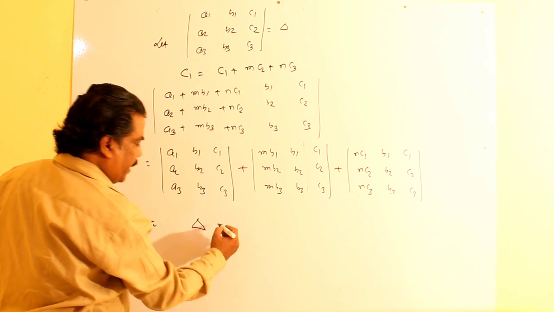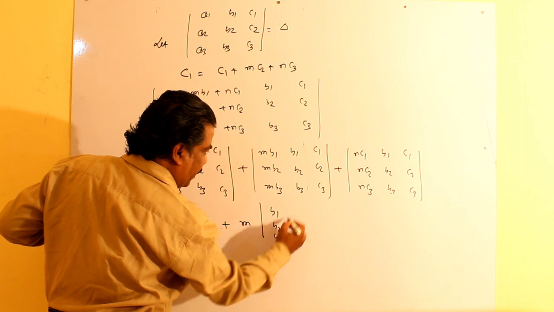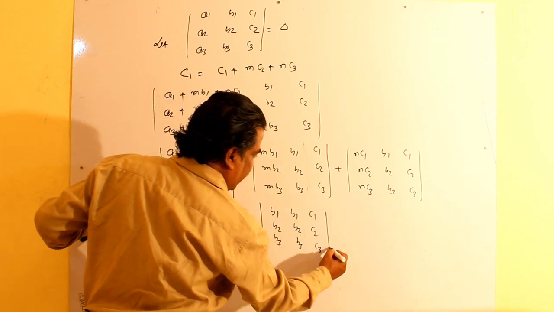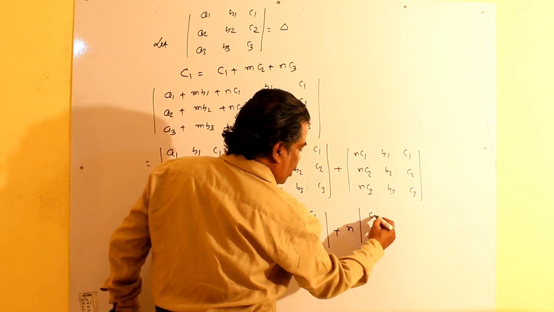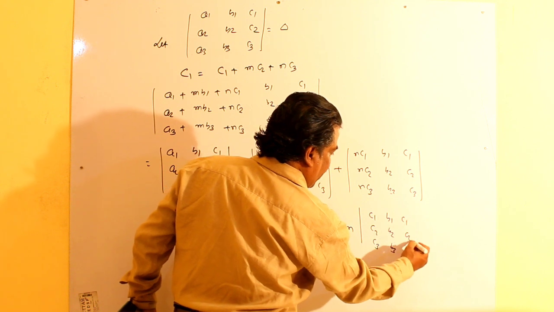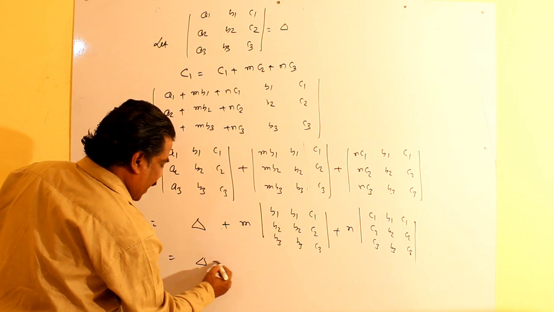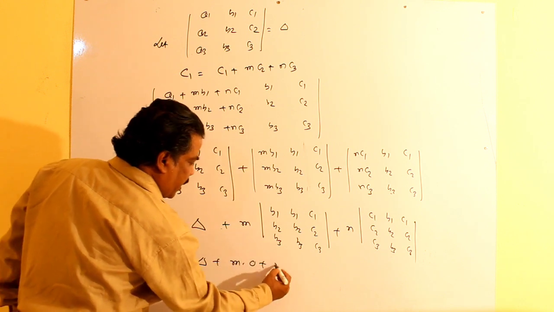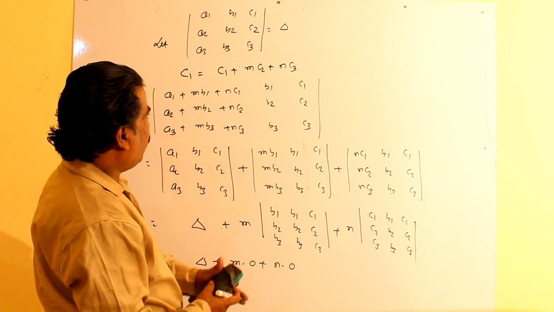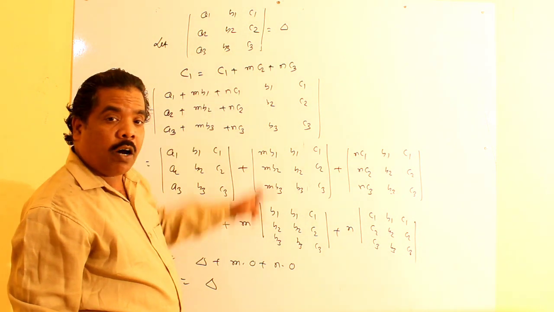We take the value equal to delta. We take m as common, and n as common. Now you observe the value is delta plus m into 0 plus n into 0. This is equal to delta. Now the value remains same. Our value is unaltered.